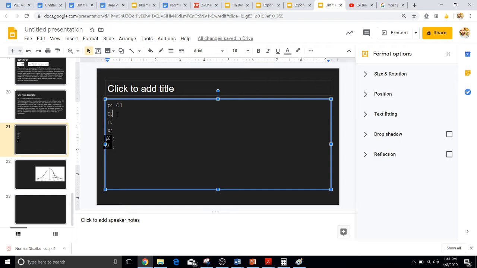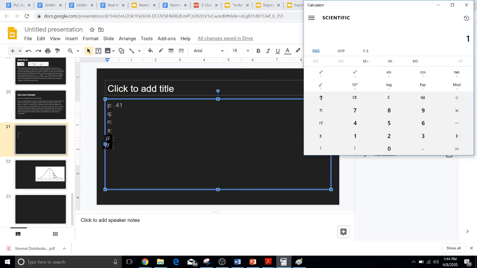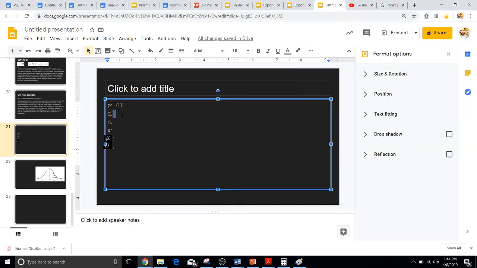All right, next up, let's find his probability of failure. Well, we know that we can find the probability of failure by taking the number 1 and subtracting from it his probability of success. So let's do that on a calculator real fast. 1 minus 0.41 gives us 0.59. This will be his probability of failure.